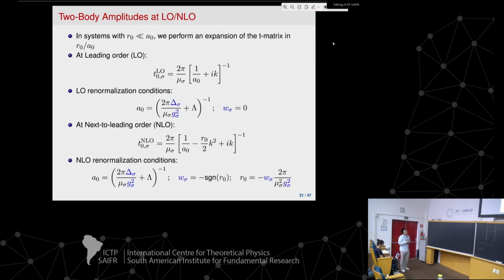And if you move to next-to-leading order, this T matrix will have an additional term coming from effective range corrections. So then you still match your coefficients to this A0 and also to this R0. Then you will find that this W sigma will be related to the sign of this R0, so it's basically plus or minus 1. And the other two coefficients will be connected to this R0 and A0. So if you fit to experimental observables, you determine the coupling coefficients, or the parameters in your Lagrangians.